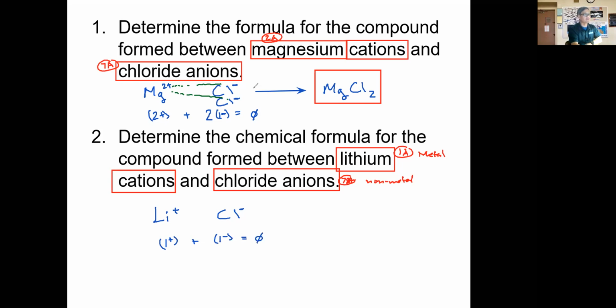So therefore, the formula that represents the compound that forms between these two ions is going to be comprised of 1 lithium and 1 chloride. With this particular compound, we see the charges will balance out with only 1 chloride and 1 lithium. And that is the compound. That's the formula for this particular compound here.